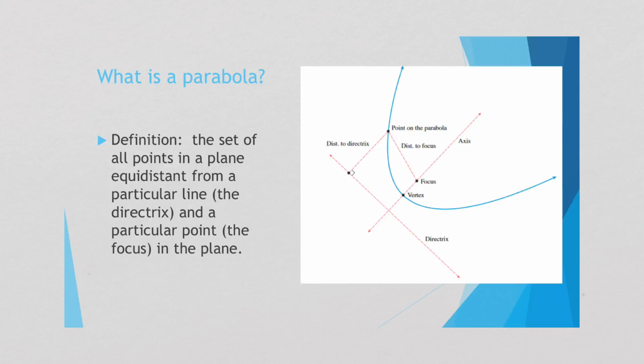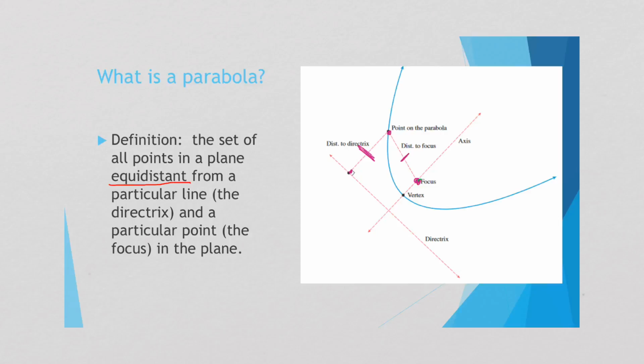So what is a parabola? A parabola is the set of all points in a plane equidistant from a particular line. Now, equidistant means equal distance from a particular line, which is the directrix, and a particular point in the plane. So what they're saying is from the focus, which is this point here, to the graph, then to the directrix, these two lines have the same distance. And that happens for every single point on the graph.